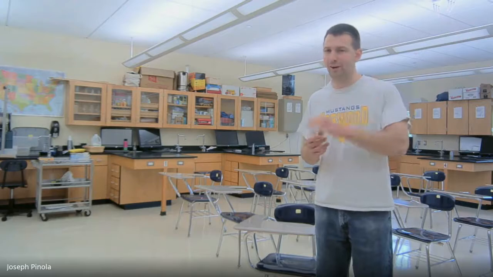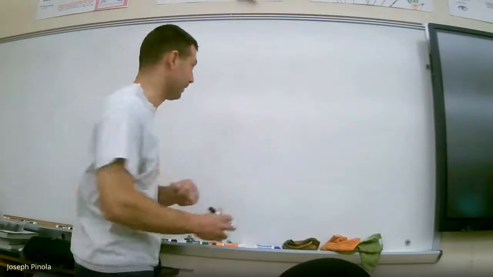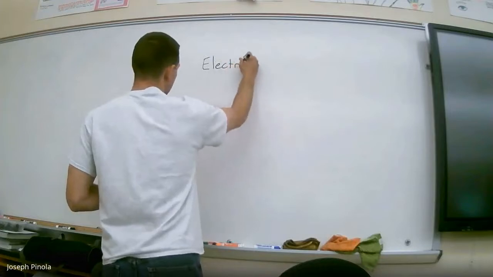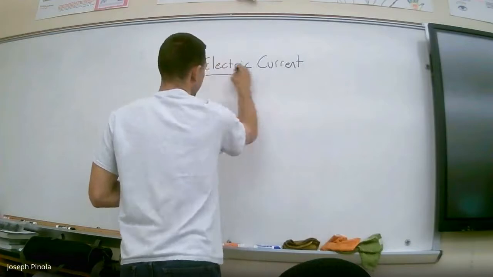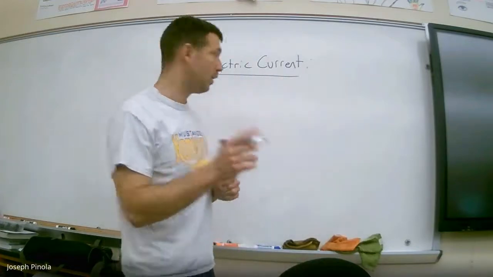Electric current, which is the flow of electrons. So let's get that definition settled before we move forward here. Our word is electric current. And perhaps you've heard of it before. It is the flow of electrons.